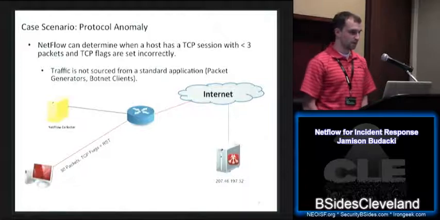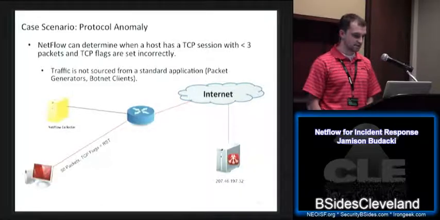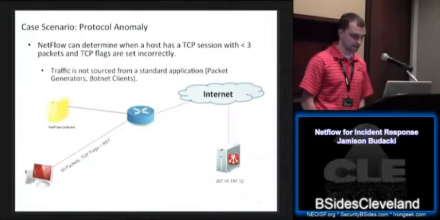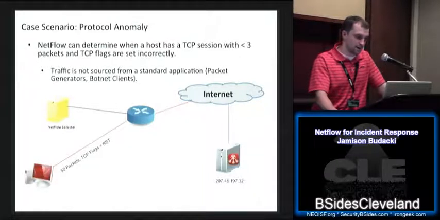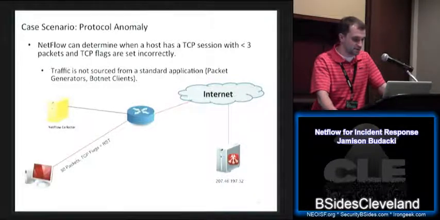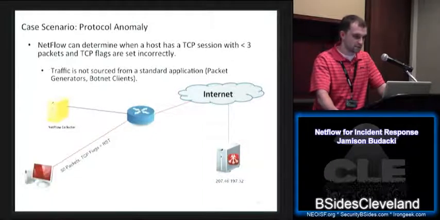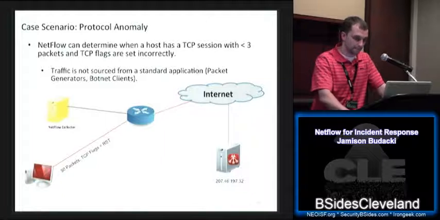So, protocol anomaly. NetFlow can determine when a host has a TCP session with less than 3 packets and the TCP flags are set incorrectly. In this example, the infected host is sending 50 packets, but all the flags are reset packets, and the traffic is not sourced from a standard application. This could possibly be the work of a packet generator or communications from botnet clients out to their respective hosts. This is another one of those things that you're going to want to look further into.